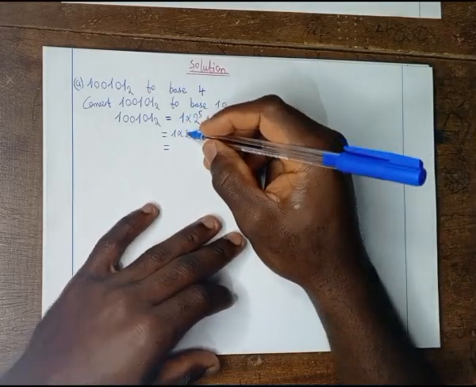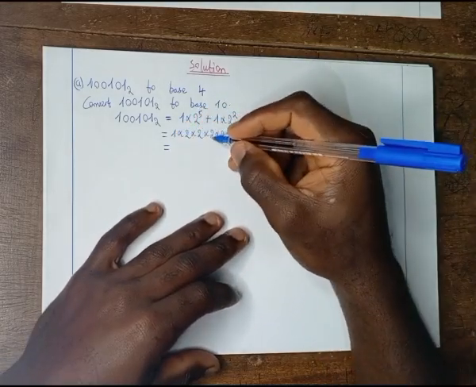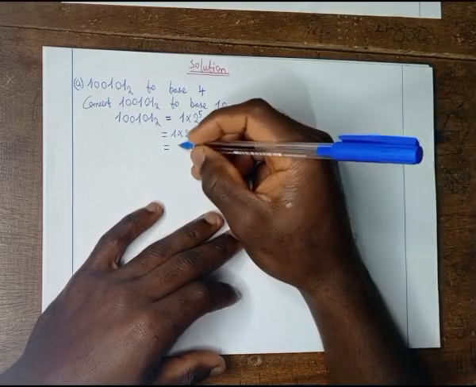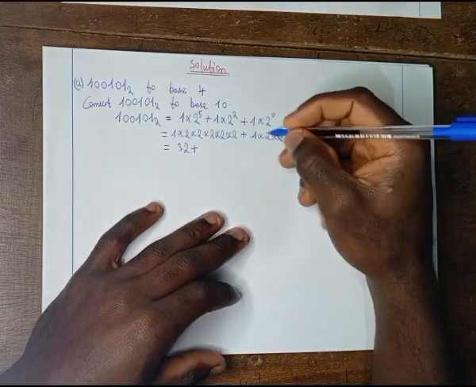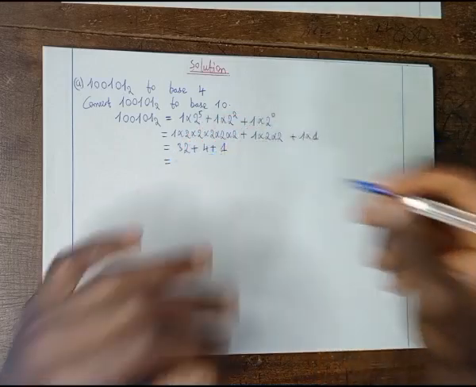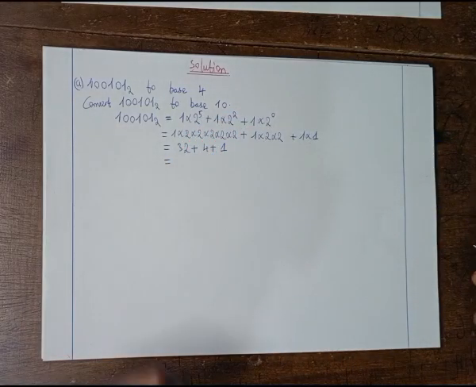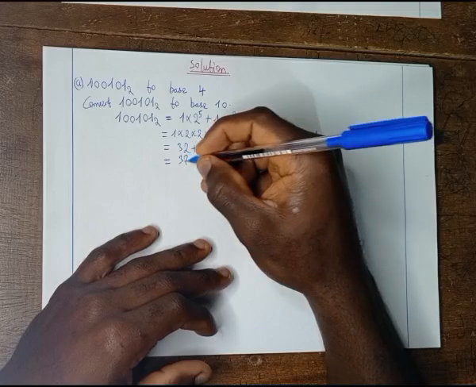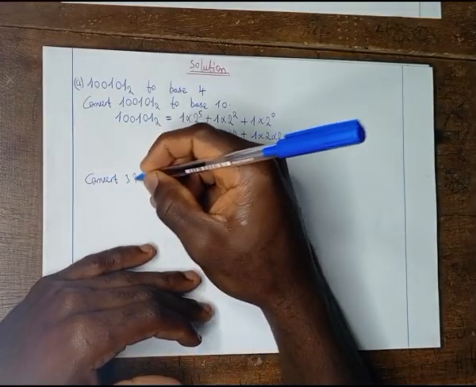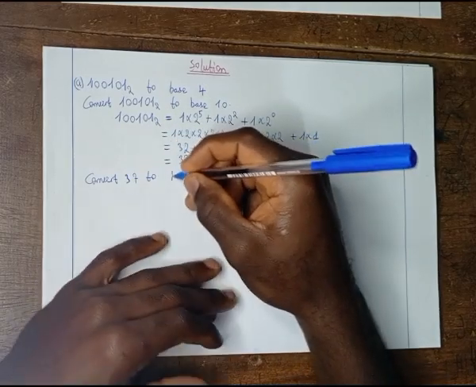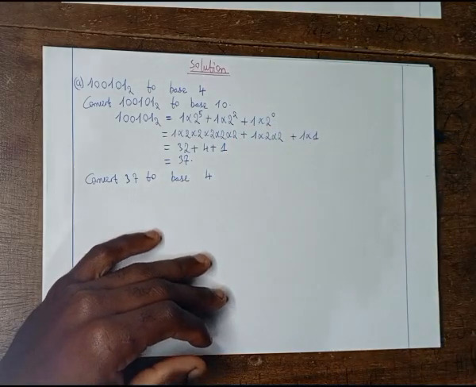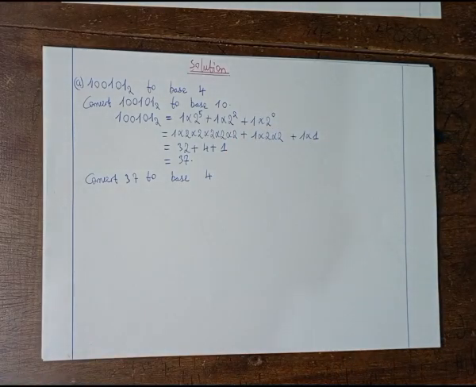This will give us 2, 4. 4 times 2 gives us 8 times 2, 16 times 2, 32 plus 1 times 2 is 2 times 2, 4 plus 1 times 1, 1. This will give us 32 plus 4, which gives us 36. 36 plus 1 gives us 37. Next step, now we need to convert the number 37 to base 4. That's what we have to do. We need to convert 37 to base 4.